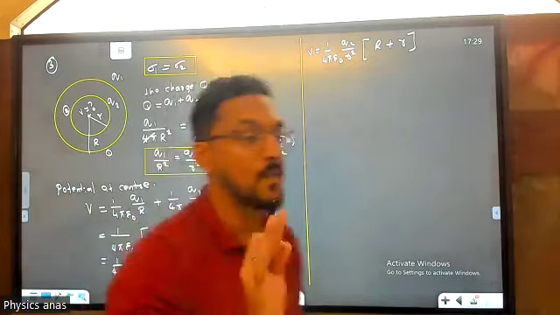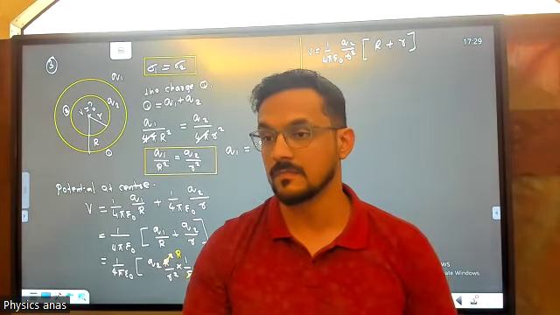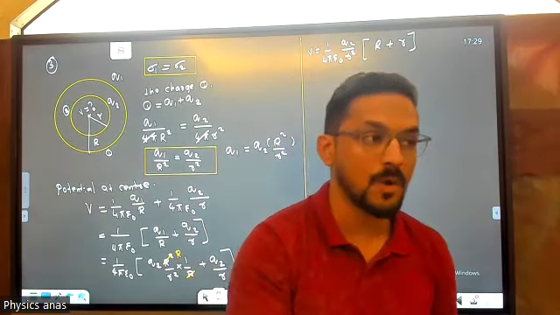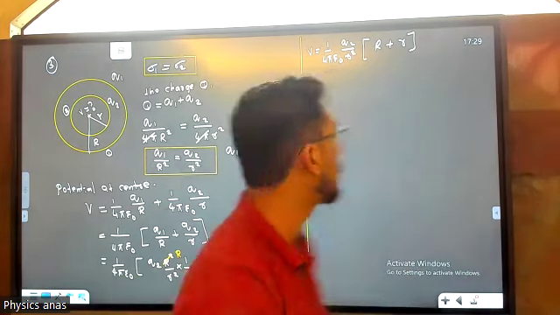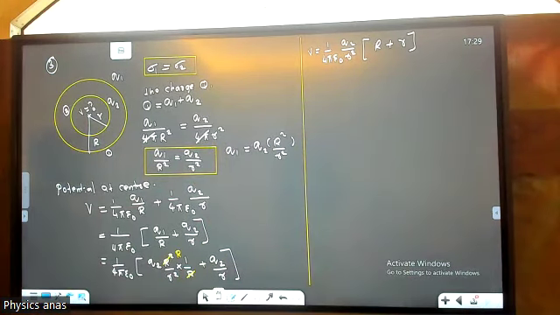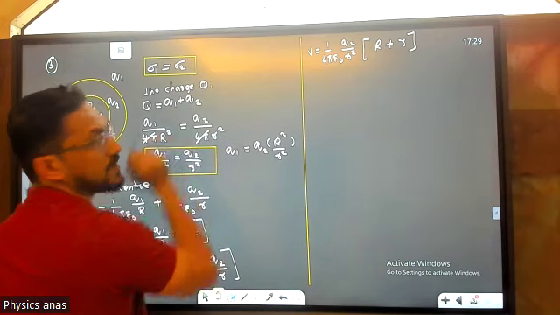Now there is only one problem. What is that one problem? Q2 is that one problem. How can you remove that problem? You can use this equation.